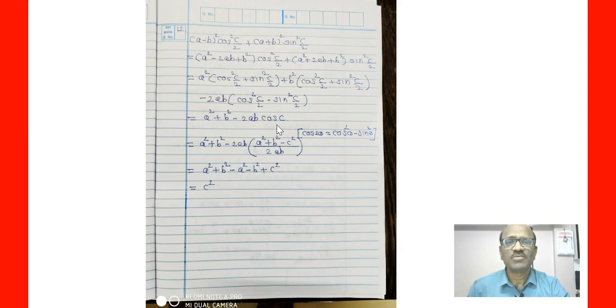Now what is the value of cos c? That is the cosine rule, a square plus b square minus c square upon 2ab. After the calculation, you will get a square plus b square minus a square minus b square plus c square, and hence the value is c square. And hence, that is the next question now.